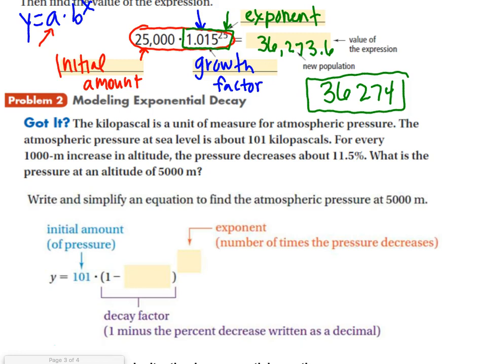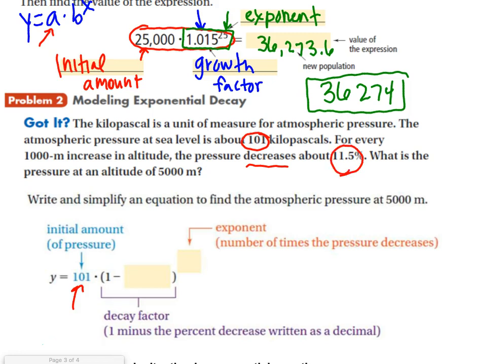So look, they already gave us our initial amount, our 101, when we were at sea level. Now for every 1,000 meters I go up above sea level, my pressure decreases. Okay, well how much, you might ask? Well, we always have a 1 here, okay? So 1, and we subtract if it's decay, and we add if it's growth. But in this case, we know we're decreasing, so that's why there's a minus there. Well, how much am I subtracting?